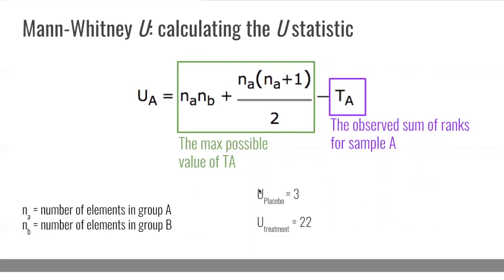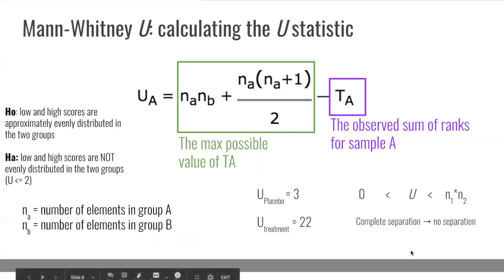When we do this for the data we're looking at, the U placebo is 3 and the U treatment is 22. When we think about how this number matters, 0 would be this minus this is exactly equivalent, and U would be 0. That's indicative of complete separation between the groups. Group A is completely distinct from Group B, whereas if there were no separation, N1 times N2 is the maximum possible value. The number of elements in Group A times the number of elements in Group B would be the largest value for U that you could possibly get. That would indicate there is no difference between the groups. And U is going to be somewhere between these numbers.